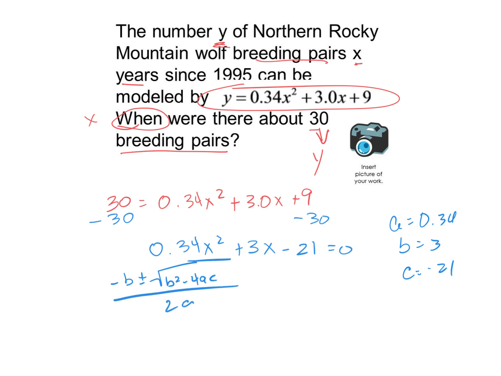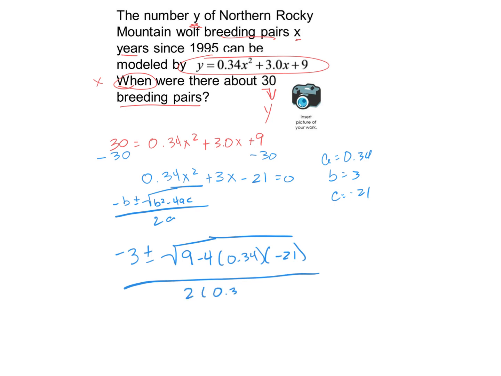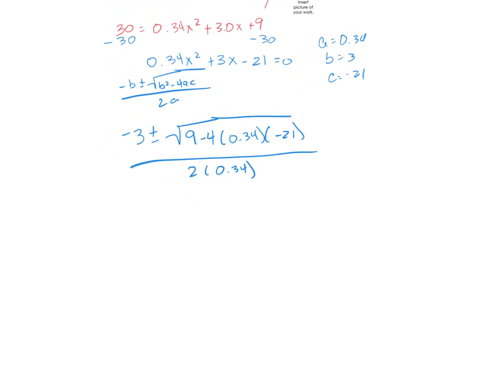Now I am ready to substitute the opposite of b, -3 plus or minus square root b squared, 9, minus 4 times 0.34 times -21, all of that over 2 times 0.34. When you're using your calculator, make sure you're using it for each step, one step at a time. Don't just throw all the numbers in. Your calculator might not do order of operations appropriately, however you type it in.